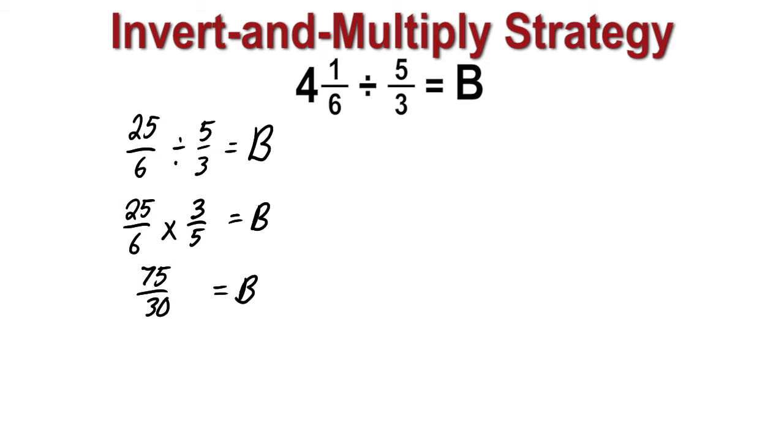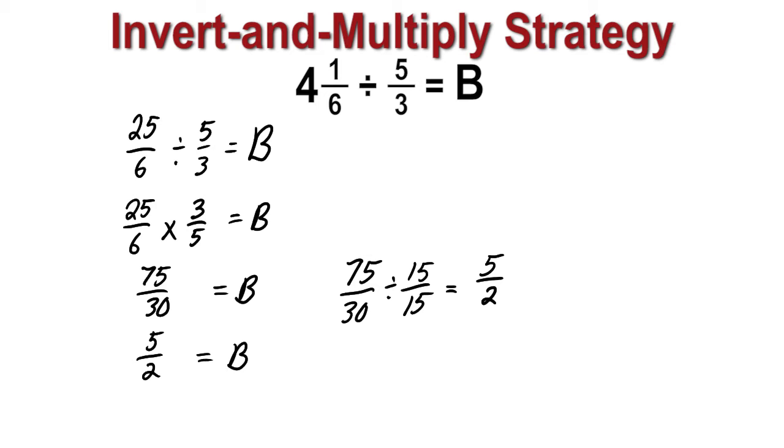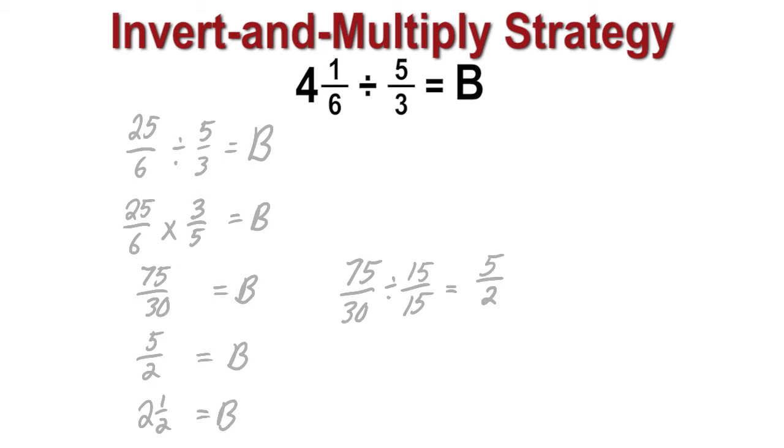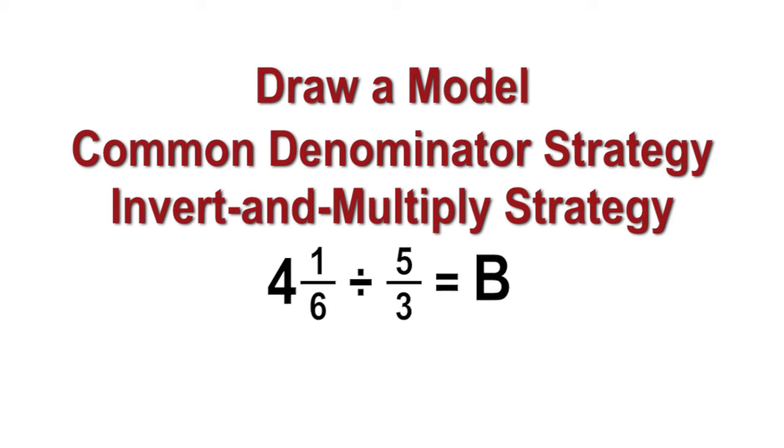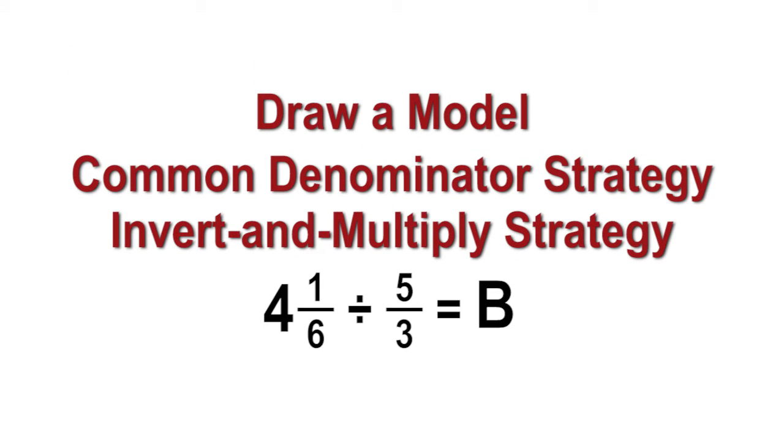The greatest common factor of 75 and 30 is 15, so we'll divide by 15/15, which is 1, so it doesn't change the value. 75 divided by 15 equals 5, and 30 divided by 15 equals 2, so 75/30 becomes 5/2. 5/2 equals b. 5/2 can be changed into a mixed number, 2 1/2. We just used 3 different strategies to solve the same problem, and they all worked.